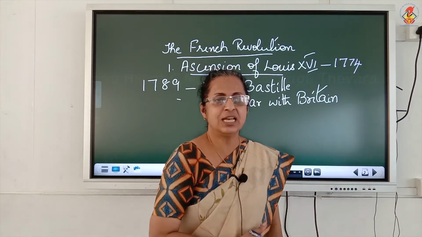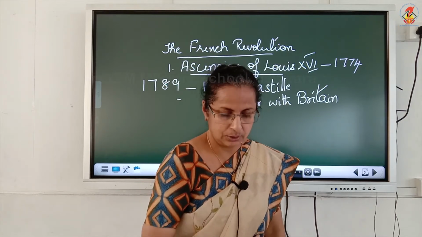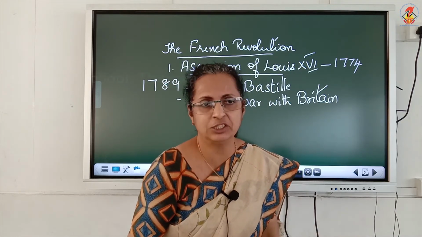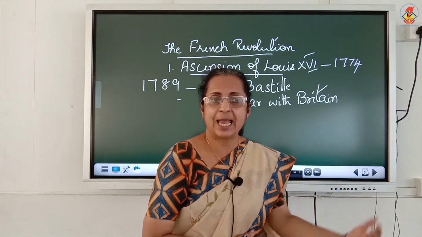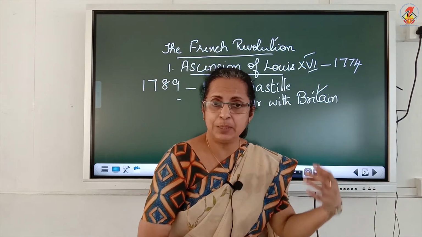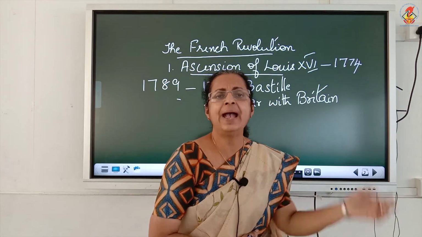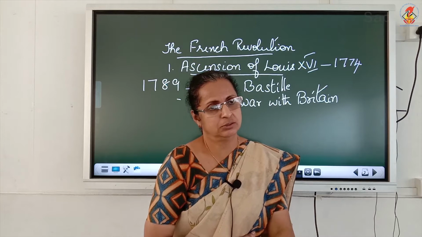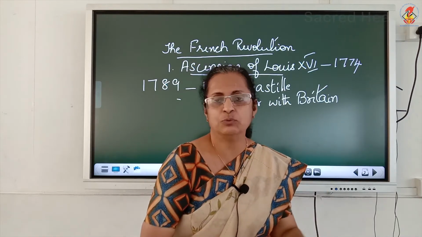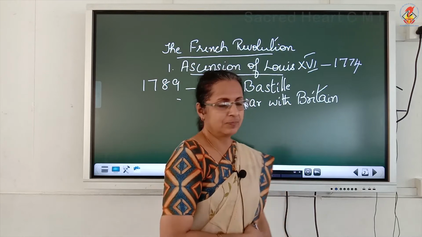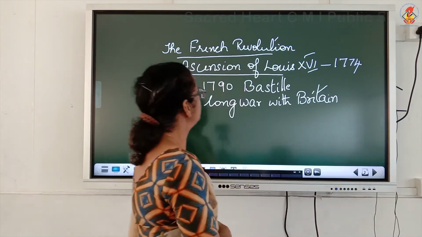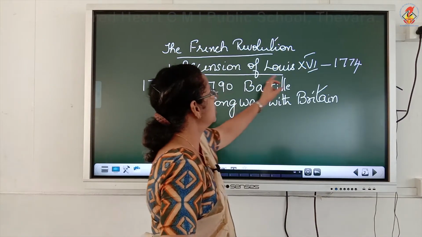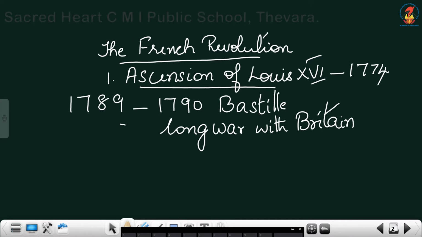So now, in this lesson, we will try to understand and find out what were the various factors that led to the revolution, the causes for the French Revolution. There can be social causes, there can be the economic difficulties of the people, and the political structure or political situations and system that was not accepted by the people. The first one, we will try to see the Ascension of Louis XVI, the King of France.